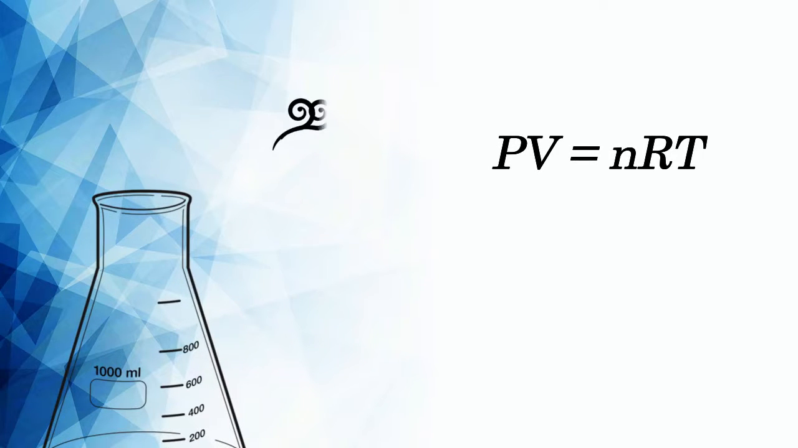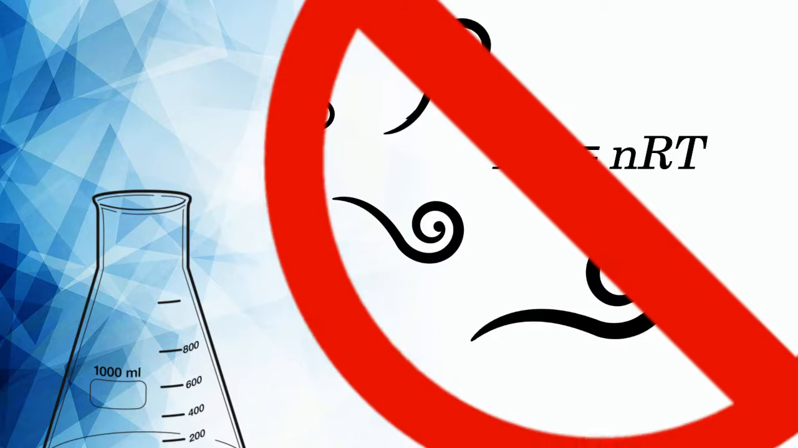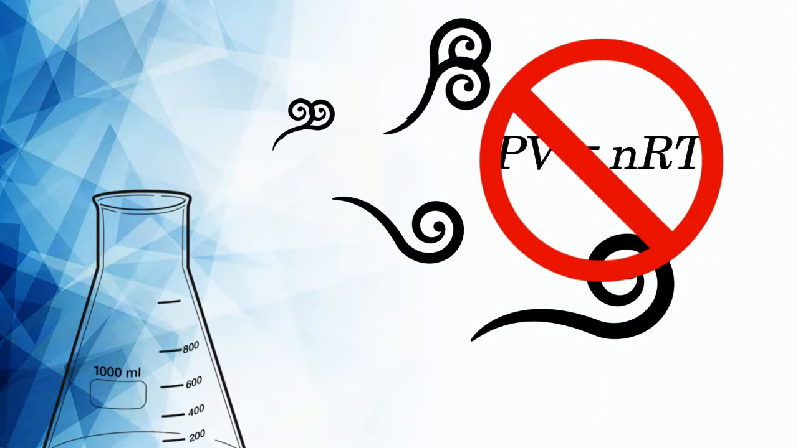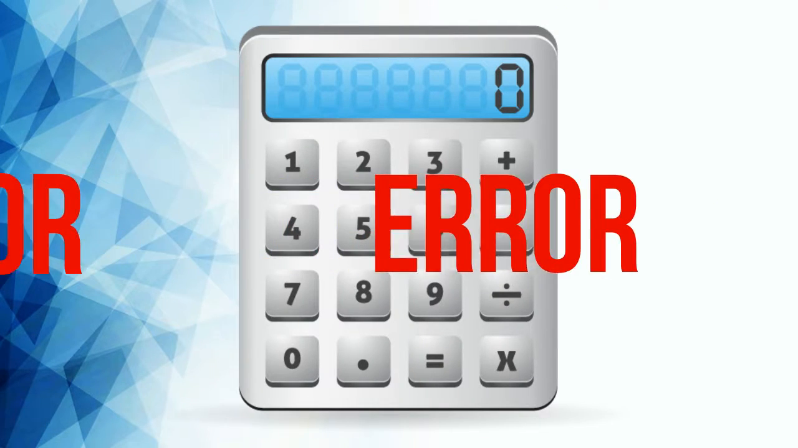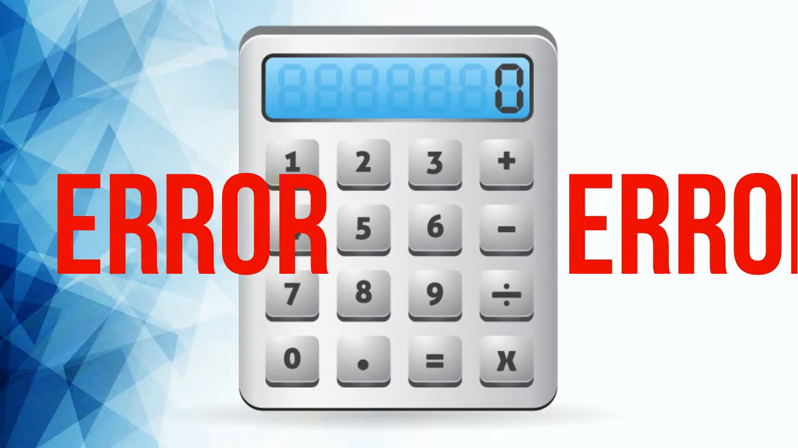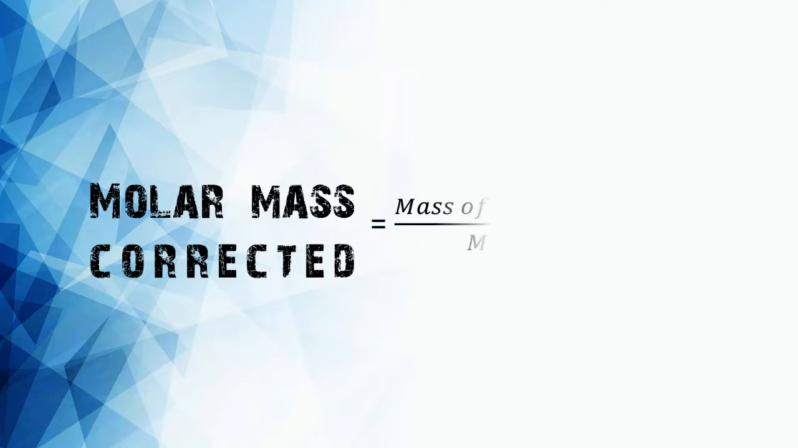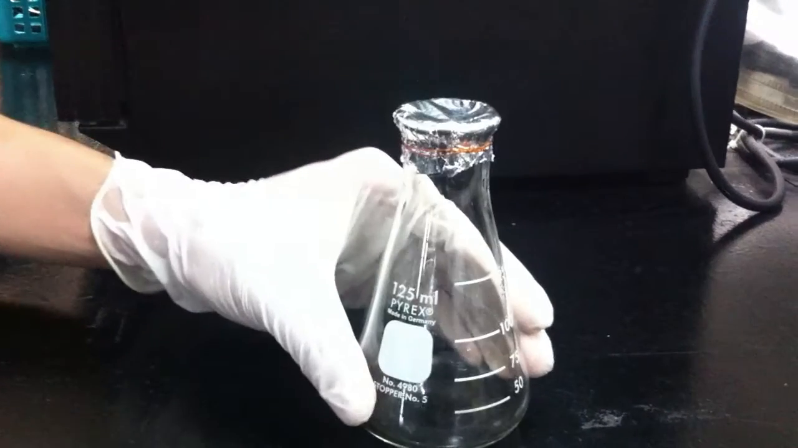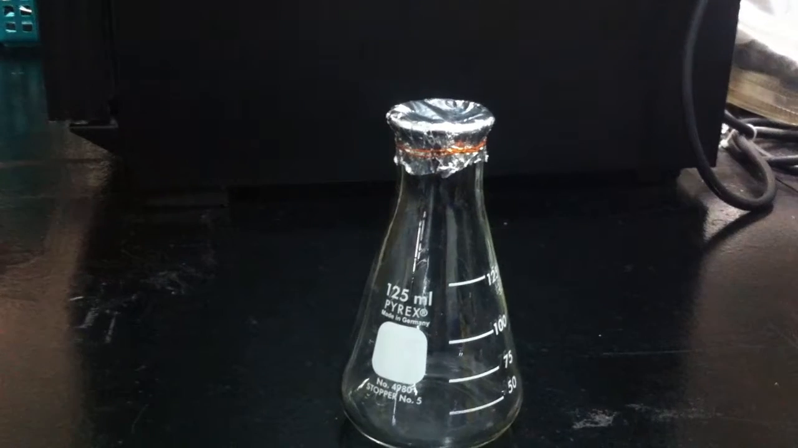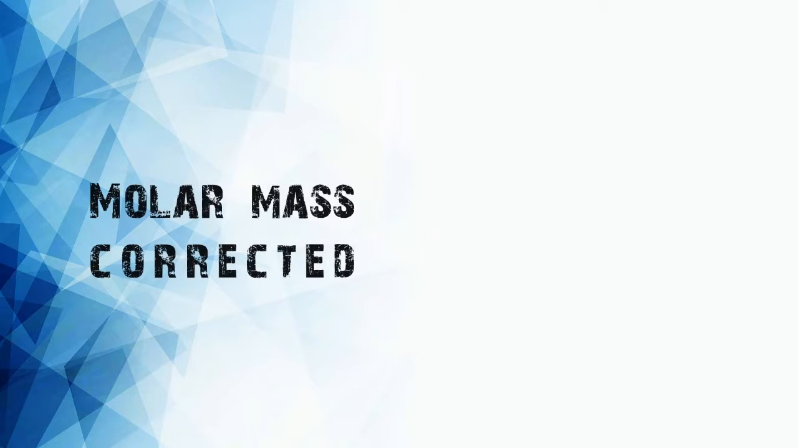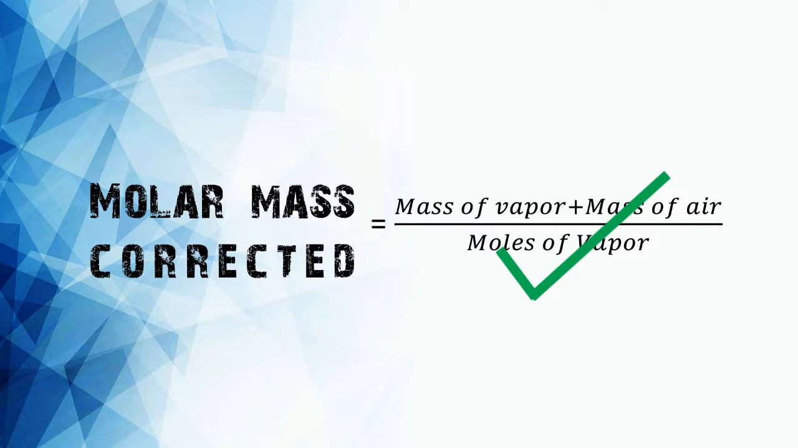Again, in this experiment, the gas is assumed to behave ideally. However, in reality, there is no such thing as an ideal gas. Therefore, several sources of error will be encountered in this experiment. Notice that the moles of air was added to the moles of vapor in molar mass determination. This is because there is a presence of air inside the flask. Henceforth, the computed molar mass should be corrected via addition of moles of air to the moles of vapor.